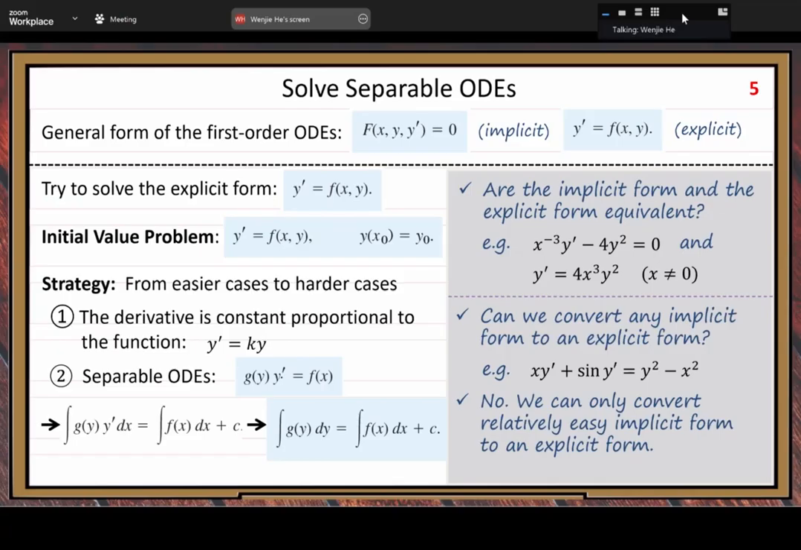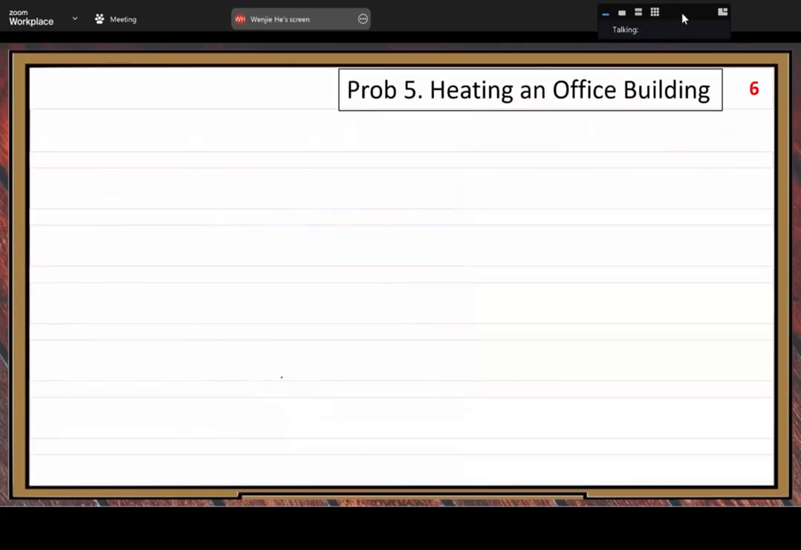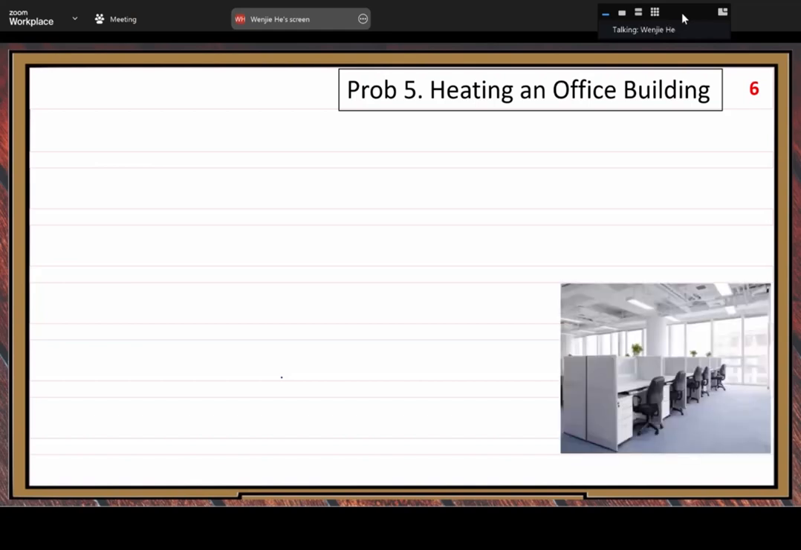Next, I want to do another problem, number 5. Heating an office building. Another real world application problem: heating, air conditioning, heating the building, the temperature. Let's look at the question. In this room, we want to measure the temperature in this room.